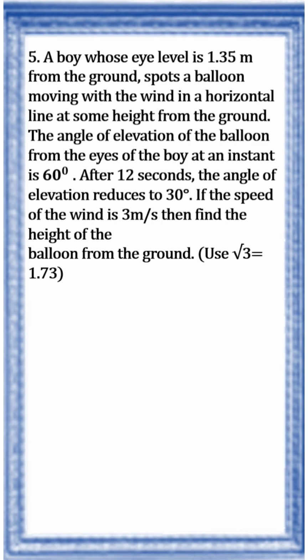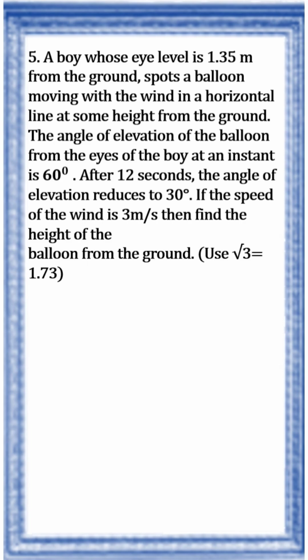This is a similar question to the previous one, but here we are not given a figure. First let us read the problem. A boy whose eye level is 1.35 meter from the ground spots a balloon moving with the wind in a horizontal line at some height from the ground. The angle of elevation of the balloon from the eyes of the boy at an instant is 60 degree, as before. In the previous problem also they have told at an instant is 60 degree. After 12 seconds, the angle of elevation reduces to 30 degree.